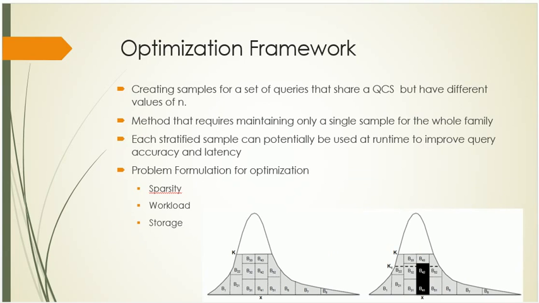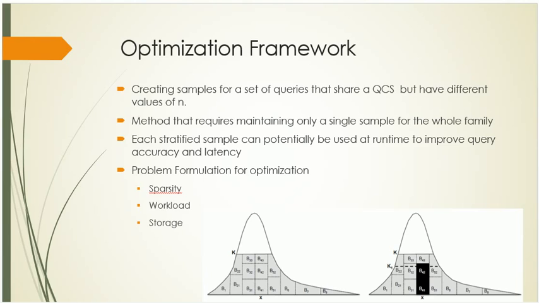Prior work focuses on single column stratified samples or on a single multi-dimensional stratified sample. BlinkDB creates several multi-dimensional stratified samples. Each stratified sample can potentially be used at runtime to improve the accuracy and latency, especially when the original table contains a small group of a particular column set.